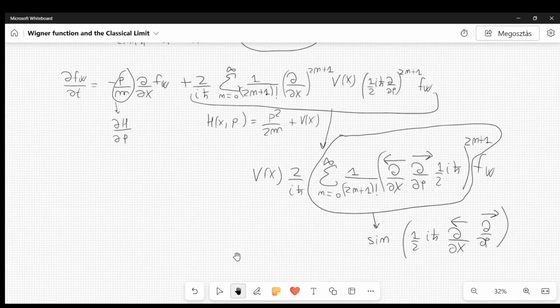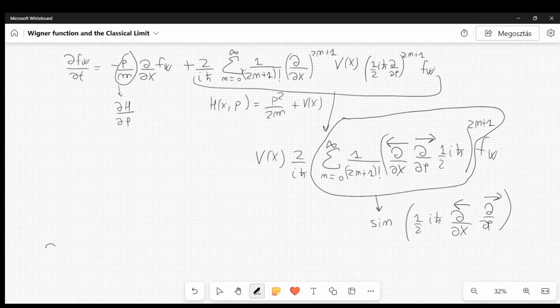So the expression can be written like this: dFw/dt can be written as minus the derivative of the classical Hamiltonian, and we think of that as a function of x and p, with respect to p. Then we have the derivative of Fw, which is also a function of x and p, with respect to x. So I will not write the function of x and p, it's implicit. And then I have plus 2 over i h bar.